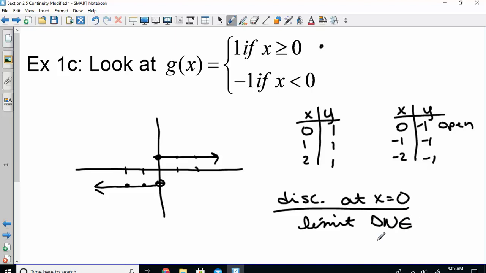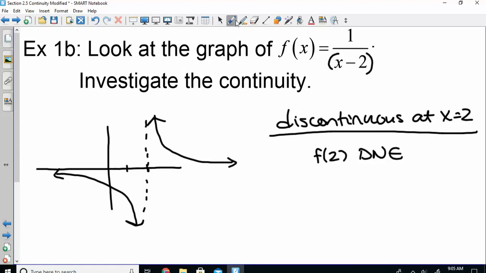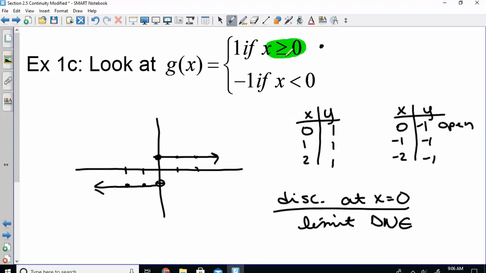So what I'm doing is showing you some of the situations where we have issues with our graphs. We have discontinuities. If you have a fraction and the denominator is 0, you're discontinuous. If we have a piecewise, 0 was the breaking point of these two pieces, and we end up being discontinuous there.